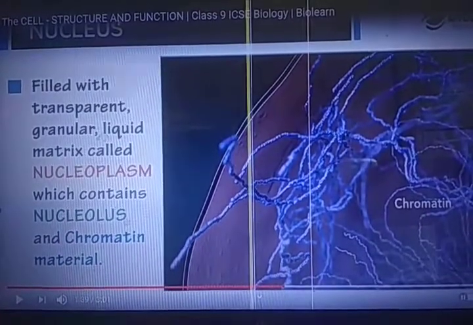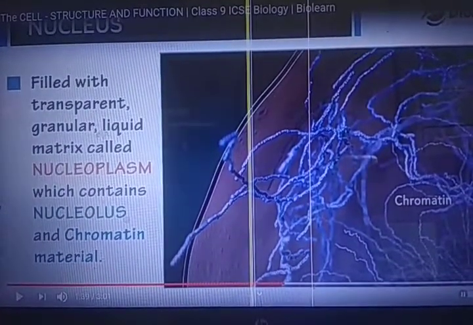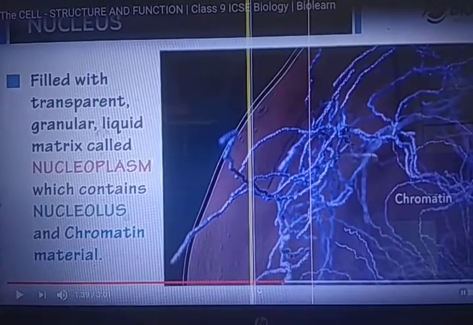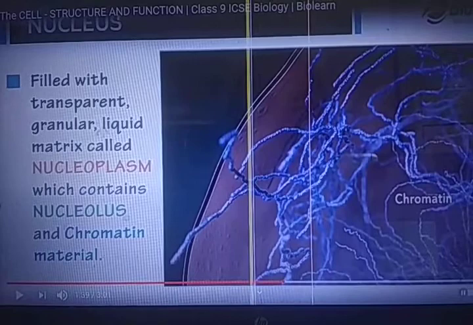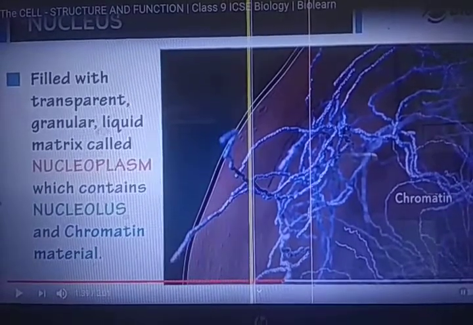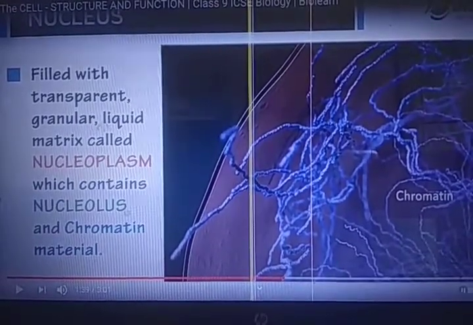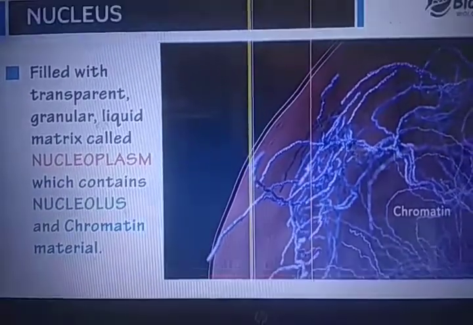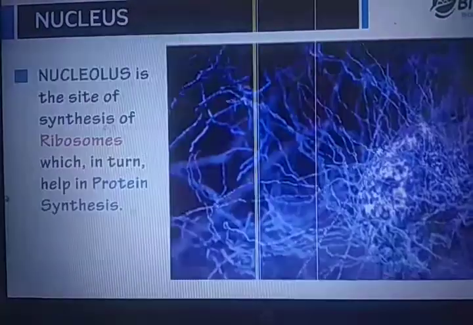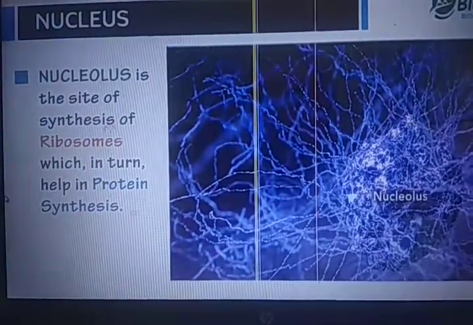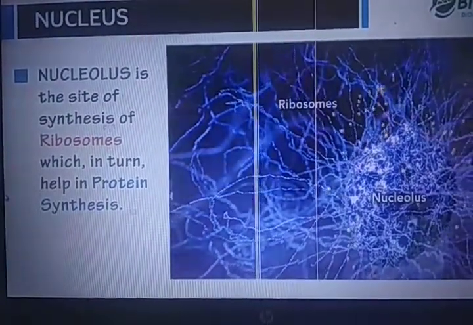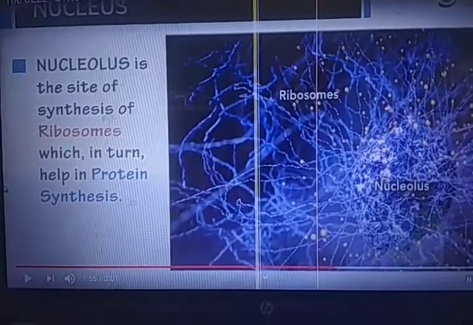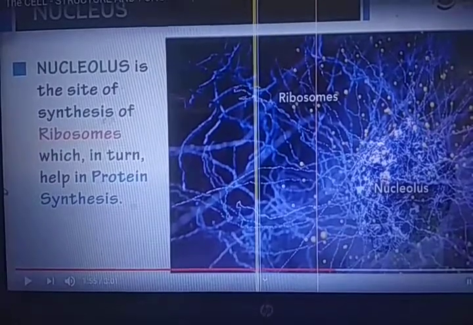It is filled with a transparent granular liquid matrix called nucleoplasm, which contains nucleolus and chromatin material. Please listen carefully. These chromatin materials we'll study in higher classes. And the nucleus is the site where ribosomes are synthesized, which in turn help in protein synthesis. It helps the protein to be synthesized in our body.